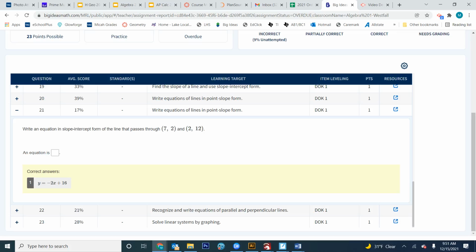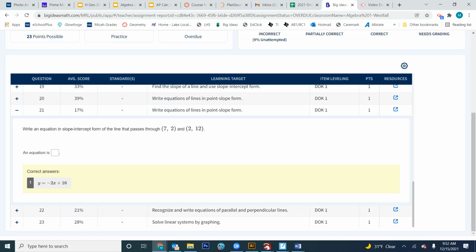Bailey, plug the slope in. What do we got? Where are we at? 7, 2 and 12. 7, hang on a second. 7, 2 and 12. Go ahead, Bailey. 12 minus 2. 2 minus 7. What do you got, Bailey? Which equals? Wouldn't that be negative 2? 10 divided by negative 5. Okay, there's my slope.